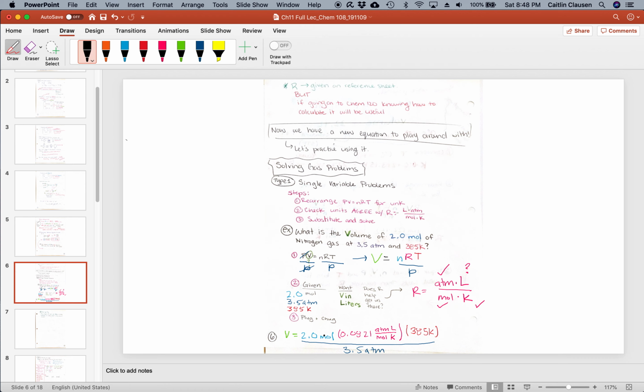Moles on the denominator here, numerator here, cancel. Kelvin on the bottom here, they're on the top in temperature. Those cancel. The atmosphere, everything's divided by atmosphere, which is the same thing as saying times 1 over 3.5 atmosphere. So these cancel.